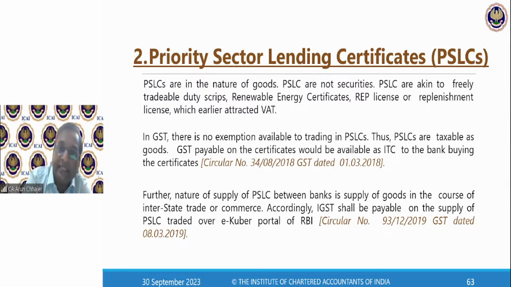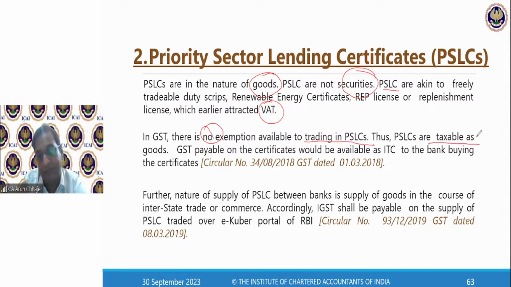The priority sector lending certificate is goods and not securities. The PSLC are akin to the freely tradable duty scrip, renewable energy certificate, REP license or replacement license, which earlier attracted VAT. So therefore, they are saying there is no GST exemption being given in the priority sector lending certificate and therefore they are taxable as goods.